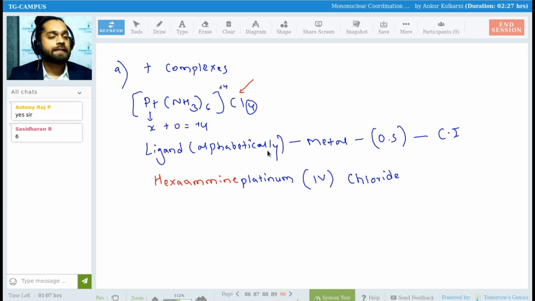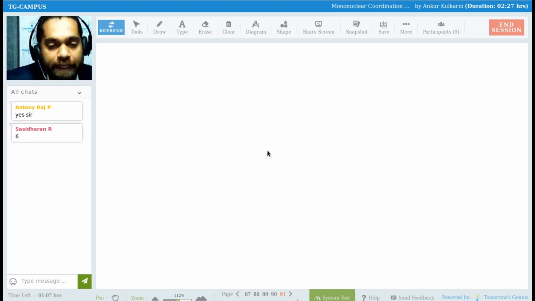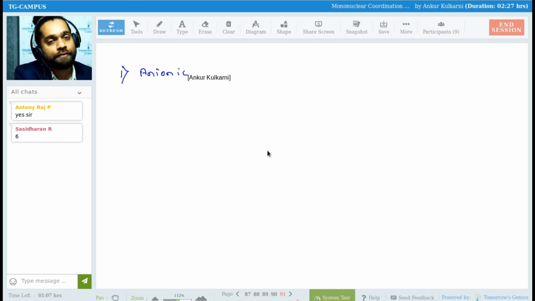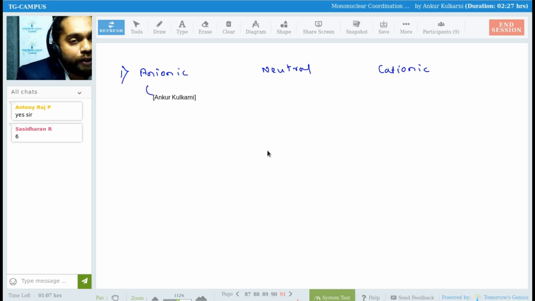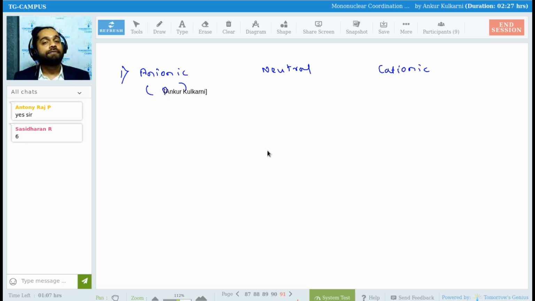Okay, so ligands. Now look at the names. In the IUPAC we have 3 types of ligand. Again, anionic, which are your negative ligand. We have neutral ligands, and we have cationic ligands. Only for anionic, we end the name with O.